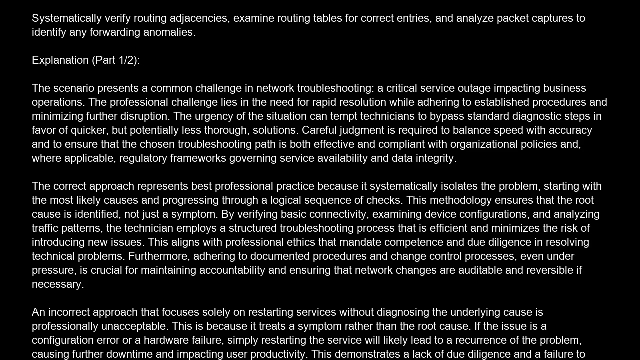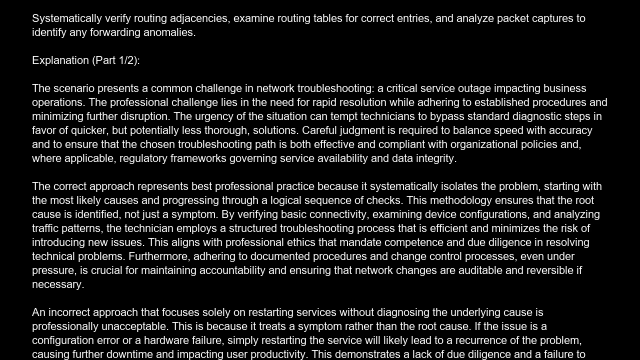The correct answer is A. Systematically verify routing adjacencies, examine routing tables for correct entries, and analyze packet captures to identify any forwarding anomalies. Explanation: the scenario presents a common challenge in network troubleshooting, a critical service outage impacting business operations. The professional challenge lies in the need for rapid resolution while adhering to established procedures and minimizing further disruption.